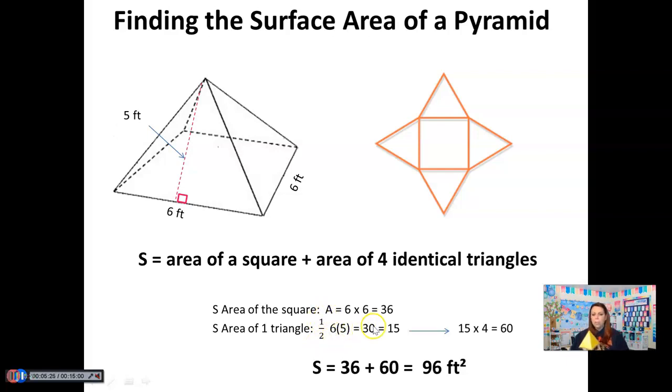So half of 30 is 15, and we have 4 triangles that measure 15 square units. So 15 times 4, each triangle, there are 4 of them, is 60. So we take 60 plus the base, which is 36, and we get 96 square feet. You could figure this out by visualizing it as a 3D object, or if you would prefer to write the dimensions out on a net, you can also do that too, whichever one seems easiest for you.